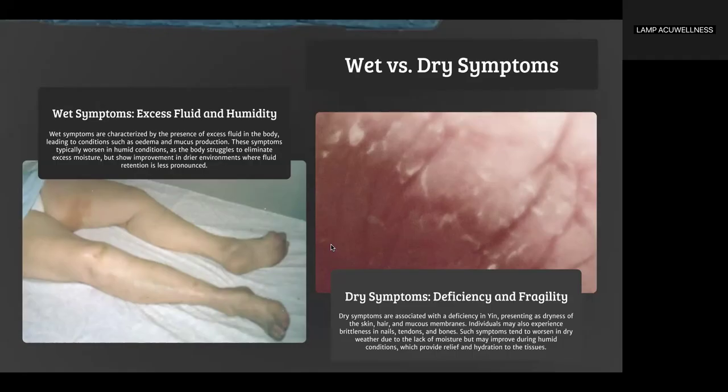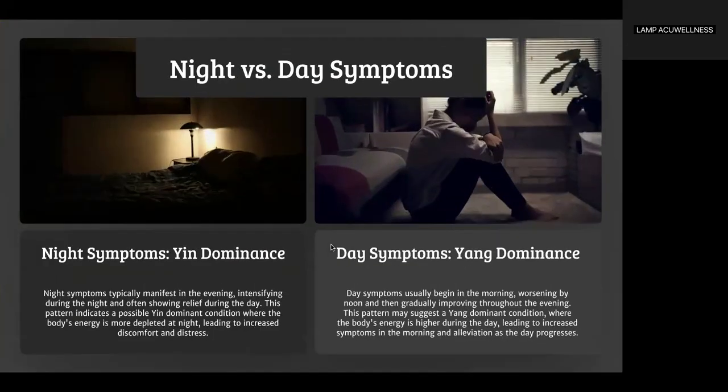Dry symptoms are associated with a deficiency in yin, presenting as dryness of the skin, hair, and mucous membranes. Individuals may also experience brittleness in nails, tendons, and bones. Such symptoms tend to worsen in dry weather due to the lack of moisture, but may improve during humid conditions, which provide relief and hydration to the tissues.